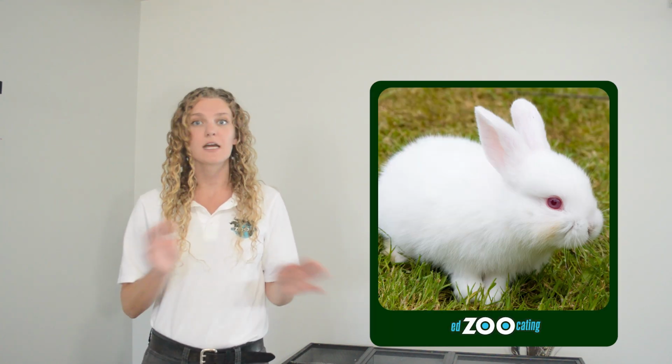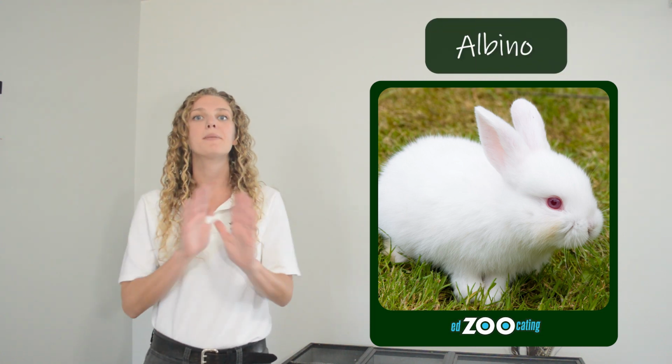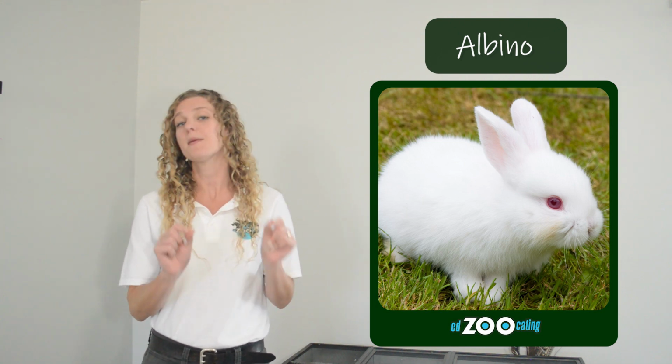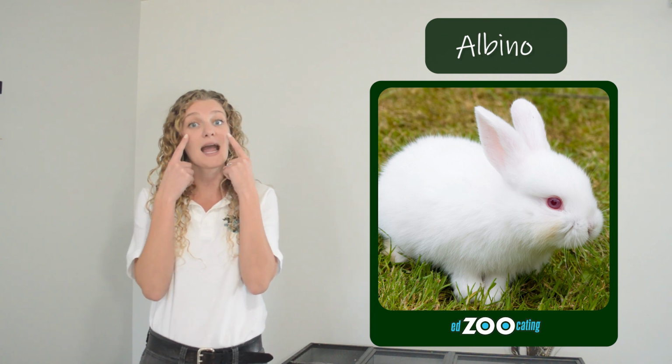Now let's take a look at the opposite of that. Instead of an animal that produces a ton of melanin, let's now think of an animal that doesn't produce any melanin at all. We call animals that don't produce any melanin albino. And animals that are albino are completely white in color, but another thing to note about them is an albino animal has red or pink eyes.